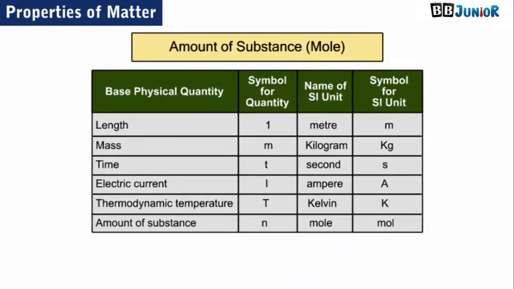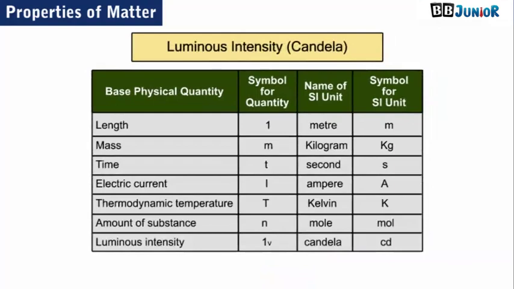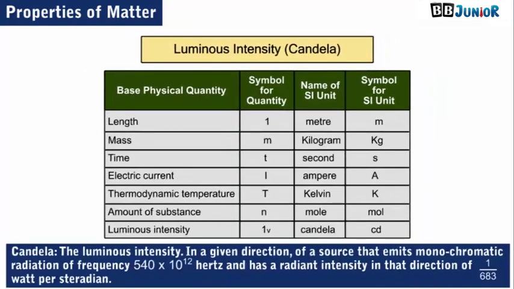The seventh unit on the SI base unit is candela. Candela is the luminous intensity in a given direction of a source that emits monochromatic radiation of frequency 540 multiplied by 10 raised to the power of 12 Hz and has a radiant intensity in that direction of 1/683 watt per steradian.